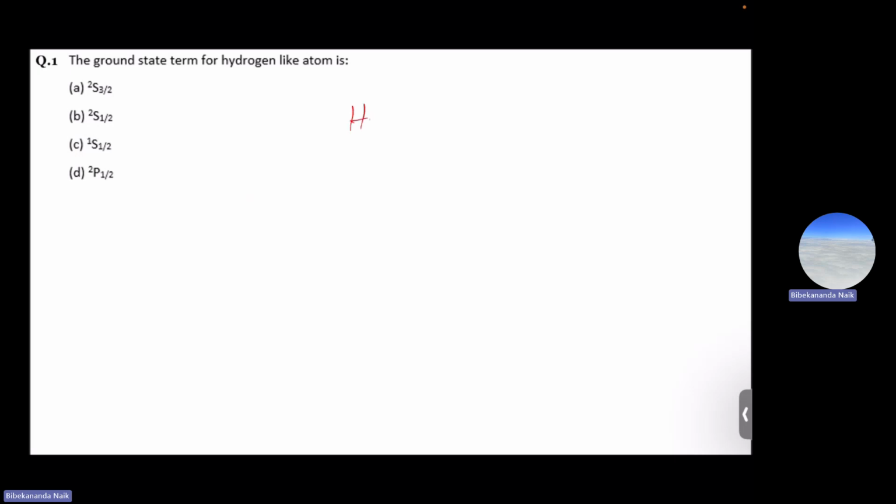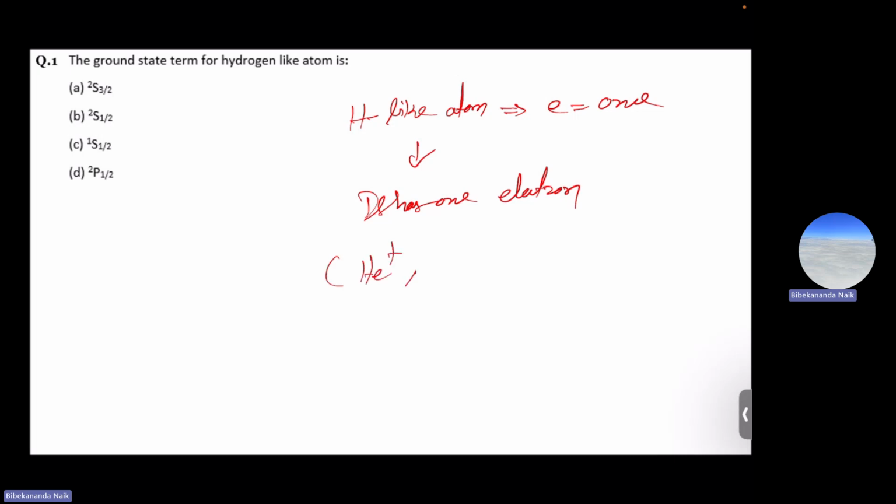Hydrogen like atom means it has one electron. So what are the examples? Helium plus, lithium 2 plus, beryllium 3 plus. All these are called hydrogen like atoms, because helium has two electrons, but helium plus has one electron, so they have only one electron.